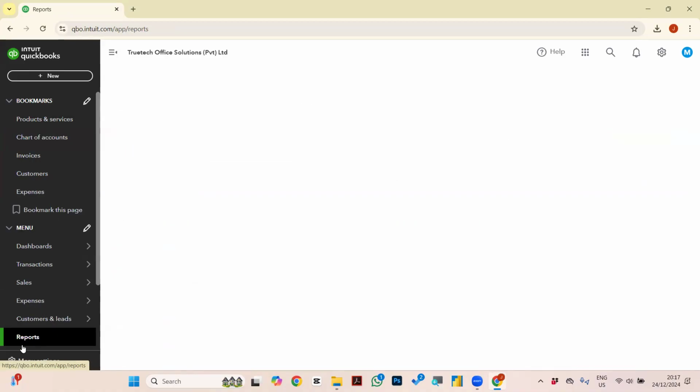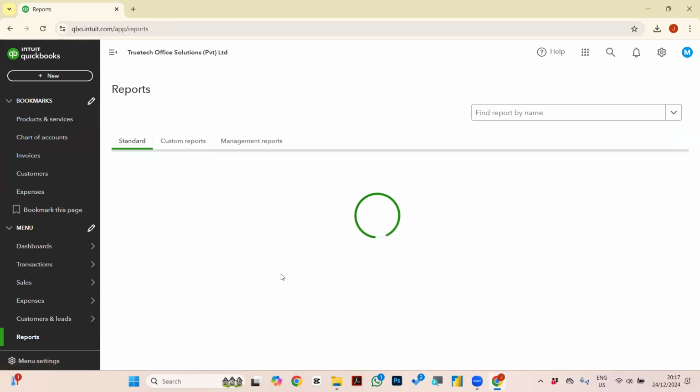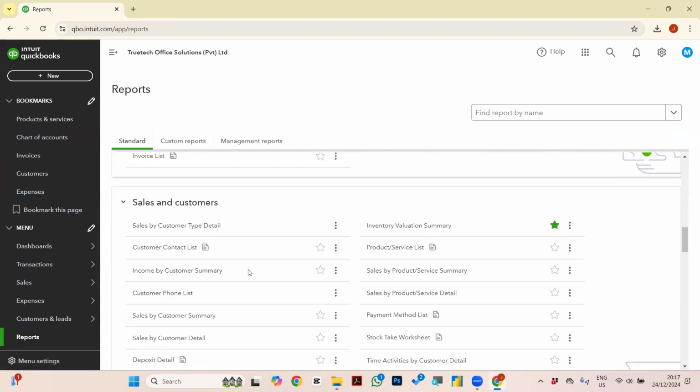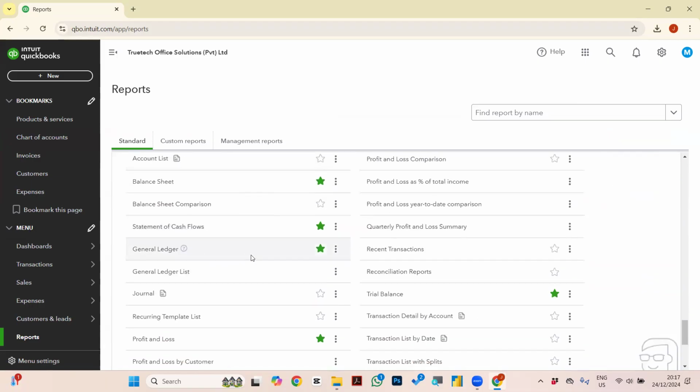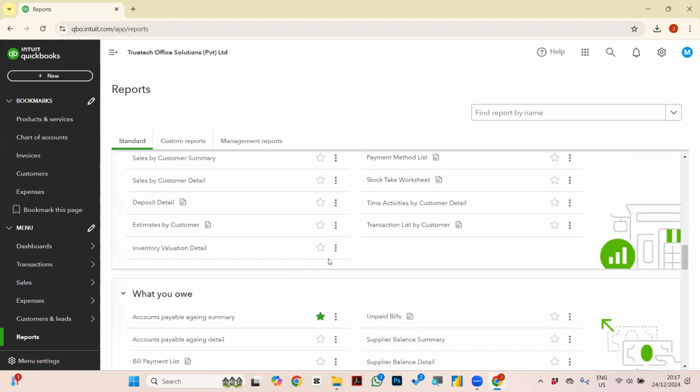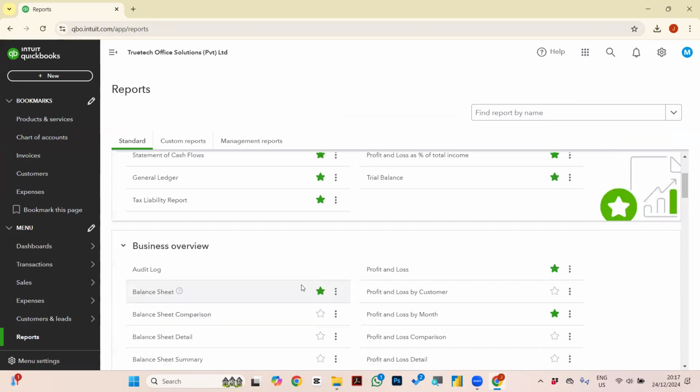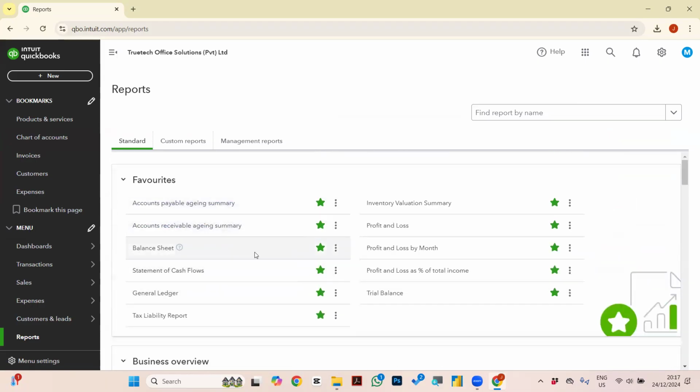I'm going to go to the report, click here, reports. Now, under the reports, you see there are so many different areas. We are not going to go through everything. I have gone through everything and I have bookmarked some of the reports here. So I'm going to show you some of them just to get the idea. The first one, accounts payable aging summary. We want to see how much we have to pay.